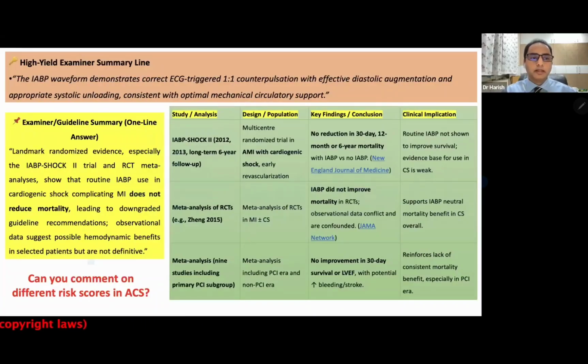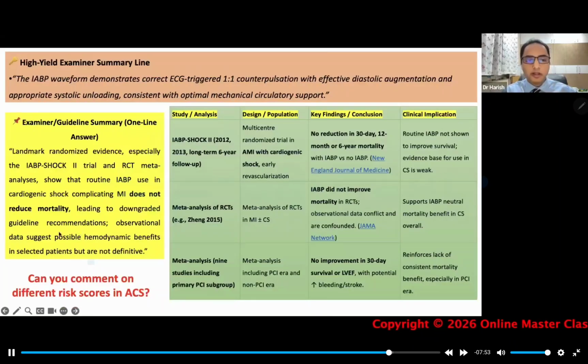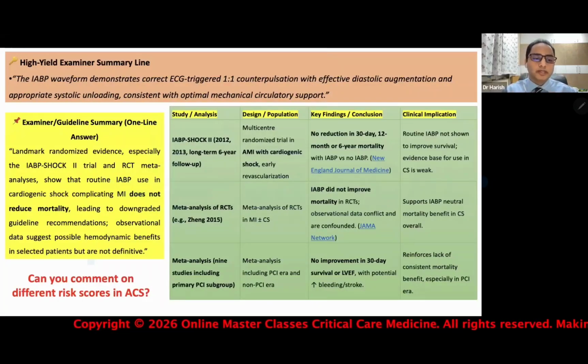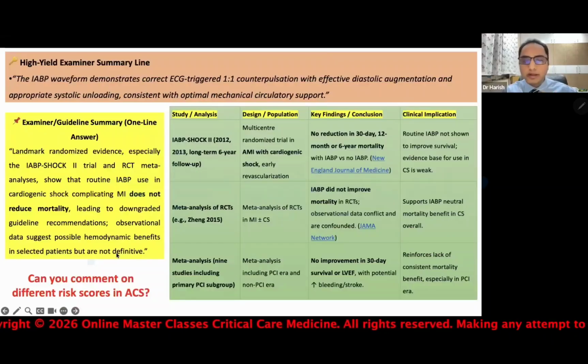So basically the take-home message: landmark randomized evidence, especially the IABP-SHOCK II trial and RCT meta-analyses, shows that routine IABP use in cardiogenic shock complicating MI does not reduce mortality, which led to downgraded guideline recommendation. Only observational data suggest possible hemodynamic benefit in selected patients, but are not definitive.